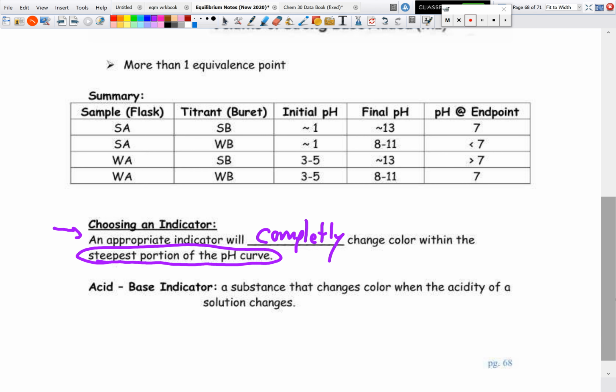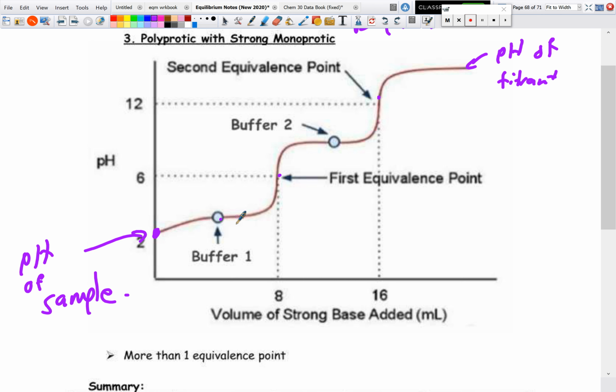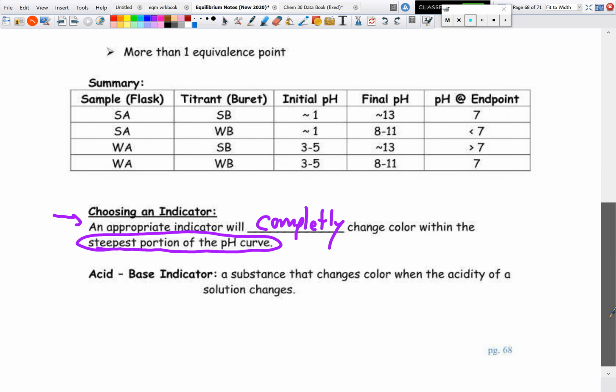And the reason for that is, if you can imagine, if you had an indicator that changed basically over this pH range, notice how much volume you need to add, whereas if we get an indicator that changes basically right around 6, there's very little volume of titrant added here, so we're going to get a very sharp change in color over a very small amount of titrant added. So that's what we're looking for.